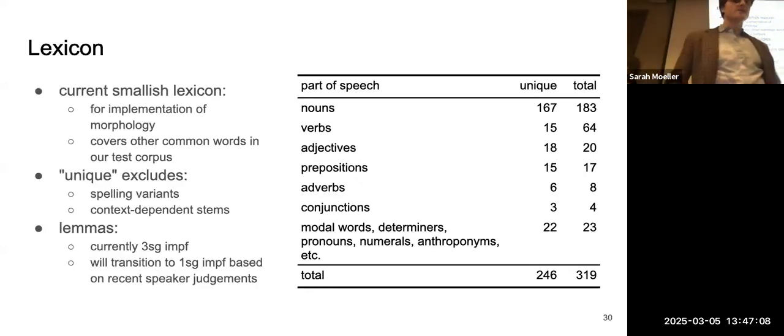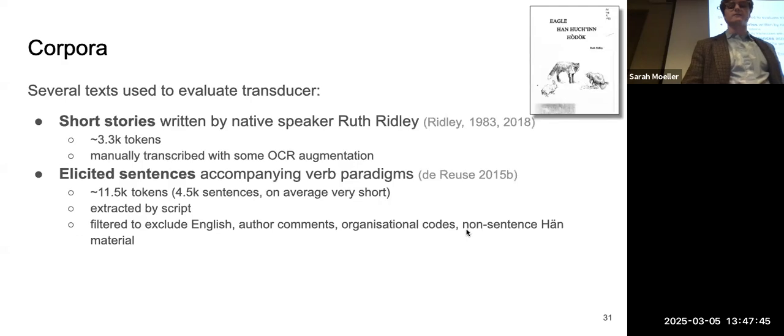So if we take a look at what's actually in our transducer, right now we have a small lexicon, and it covers a lot of common words in our test corpus, like stories we were looking at. There's a lot of nouns in there. We have some verbs and a lot of alternate spellings based on those alternations that we talked about earlier. The columns, unique versus total: this is the count of unique forms that we have, and then the total. The unique excludes spelling variants and also context open-ended stems that alternate. As you can see, for the most part, it's roughly equal, but the verbs have a lot of alternate alternations, so that number is a bit different.